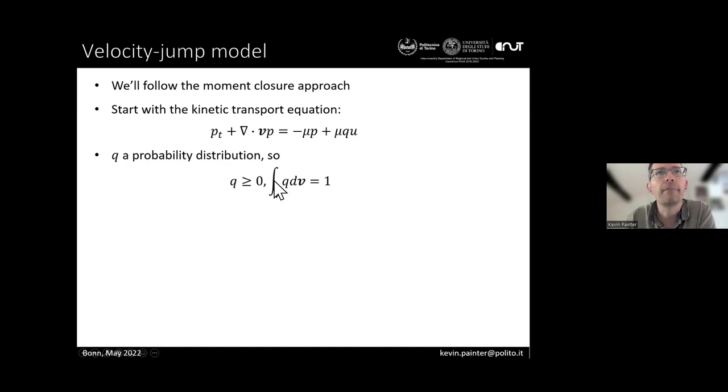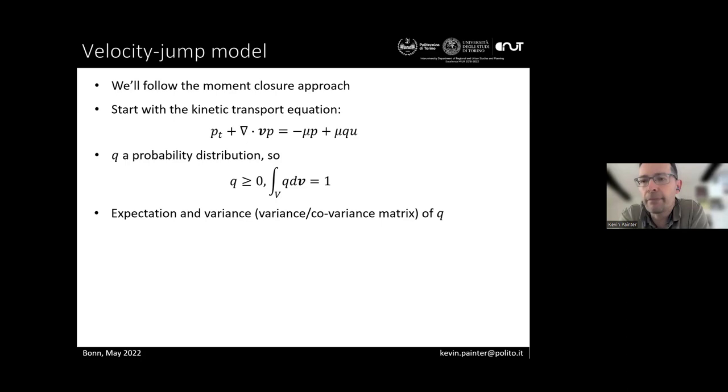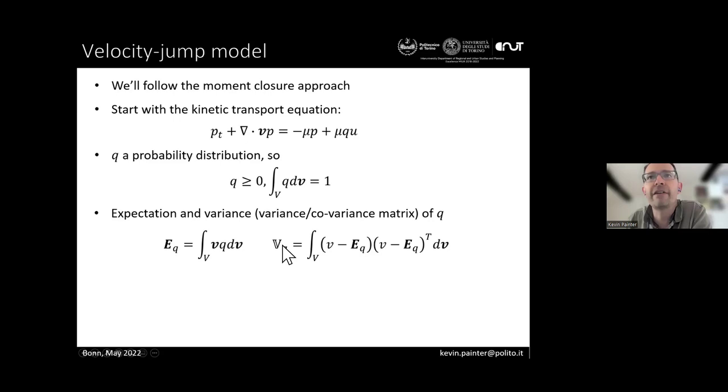And the nice thing about going through the moment closure approach is that we can go through this by basically just thinking about various statistical measures. So the first thing to note is the expectation and the variance of my turning distribution Q. Those are very straightforward statistical definitions. We'll define my expectation of Q simply using the standard definition for the expectation. And then we'll also define the variance-covariance matrix, just using the standard definition for that. Okay, and as I say, those are things that clearly can be obtained from analyzing data potentially.